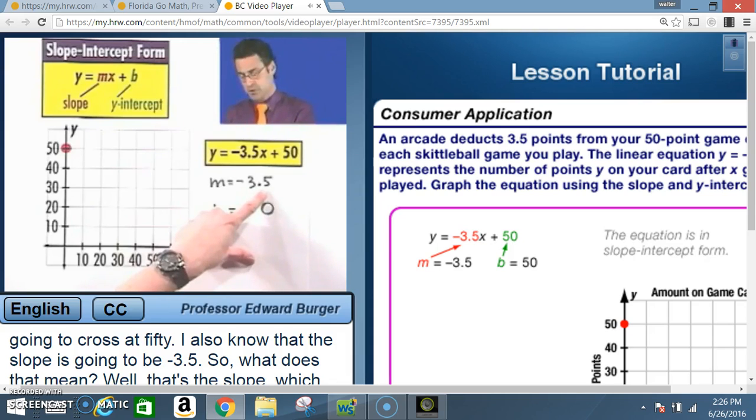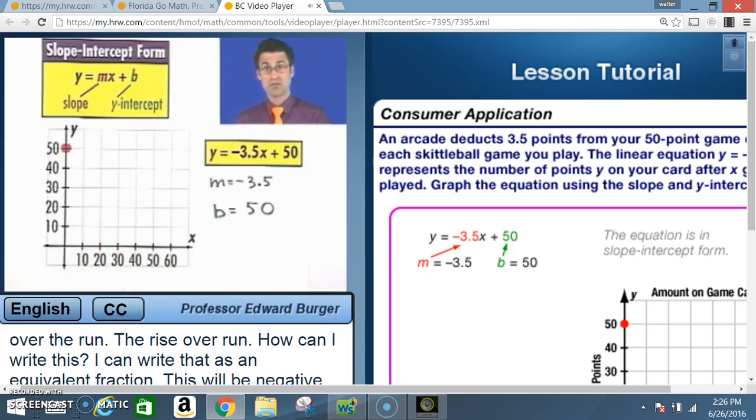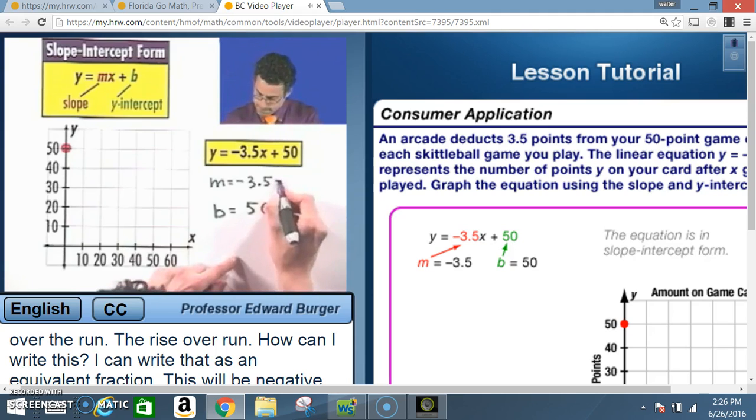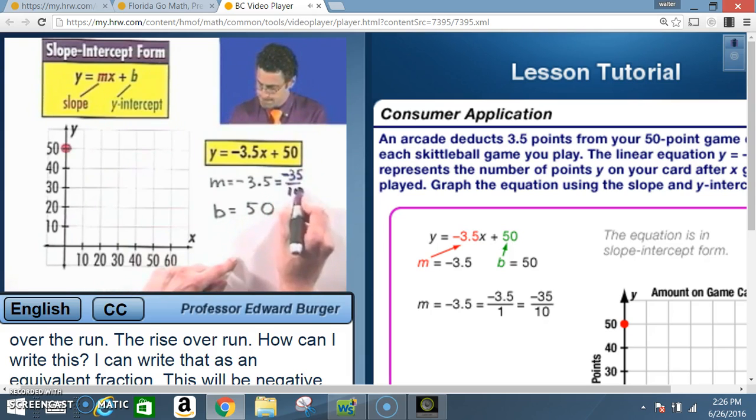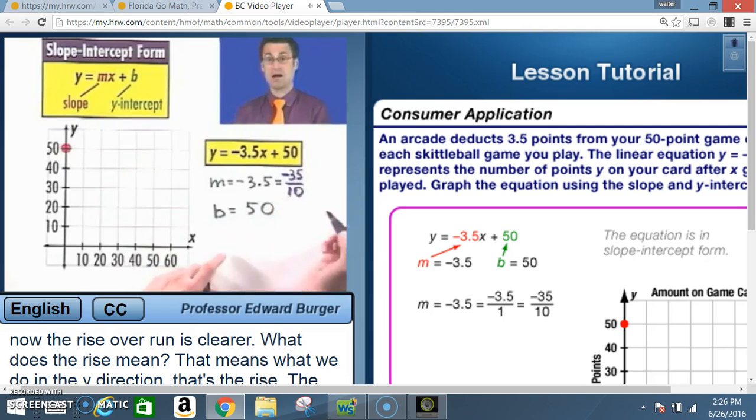So what does that mean? Well, that's the slope, which means it's the rise over run. So how could I write this? Well, I could actually write that as a fraction. As an equivalent fraction, this would be negative 35 over 10. And now the rise over run is a lot more clear.